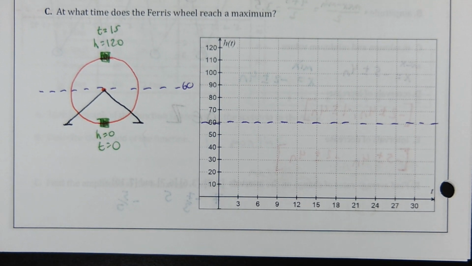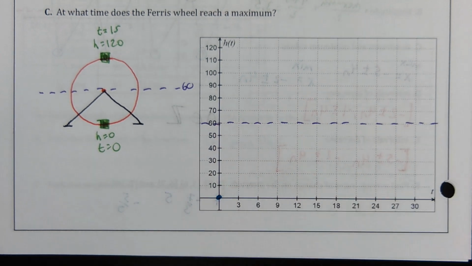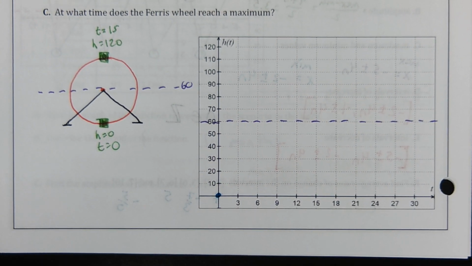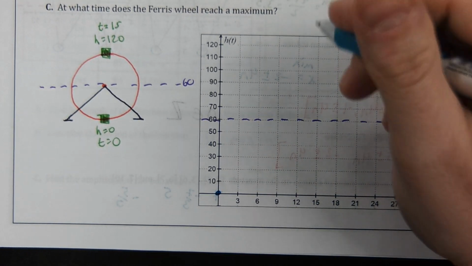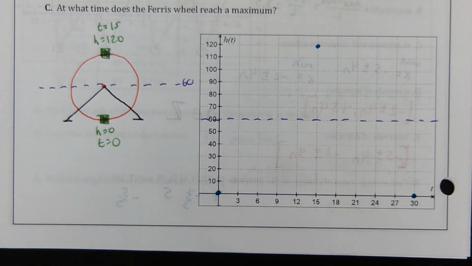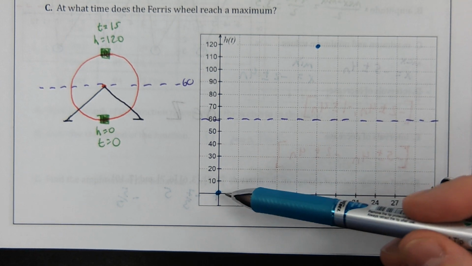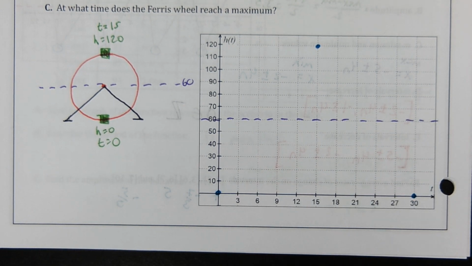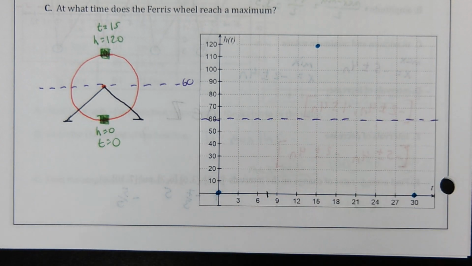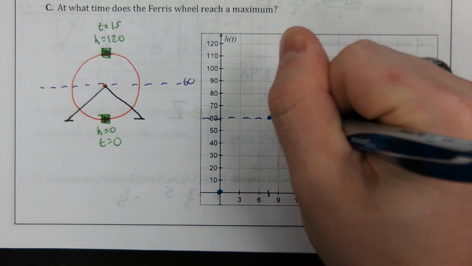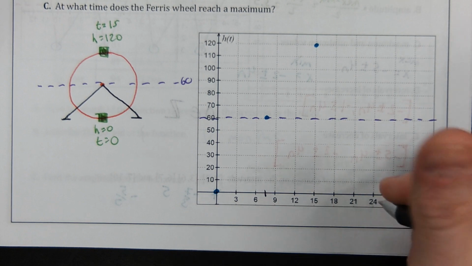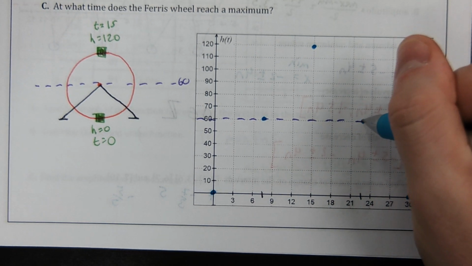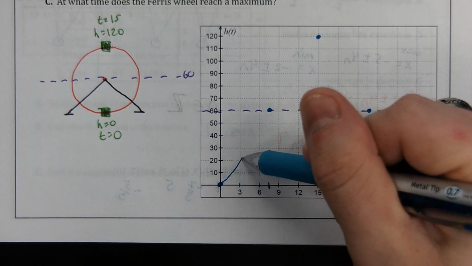At time equals 0, we're on the ground, and we know it's going to take us 30 minutes to get back to the ground because one rotation. Halfway between two minimums would be a maximum, so 15. Halfway between a minimum and a maximum would be on that purple line, that midline, and halfway between 0 and 15 is 7.5, which just so happens to be halfway between 6 and 9. And 15 plus 7.5, 22.5 is right here. So that gives us this graph.